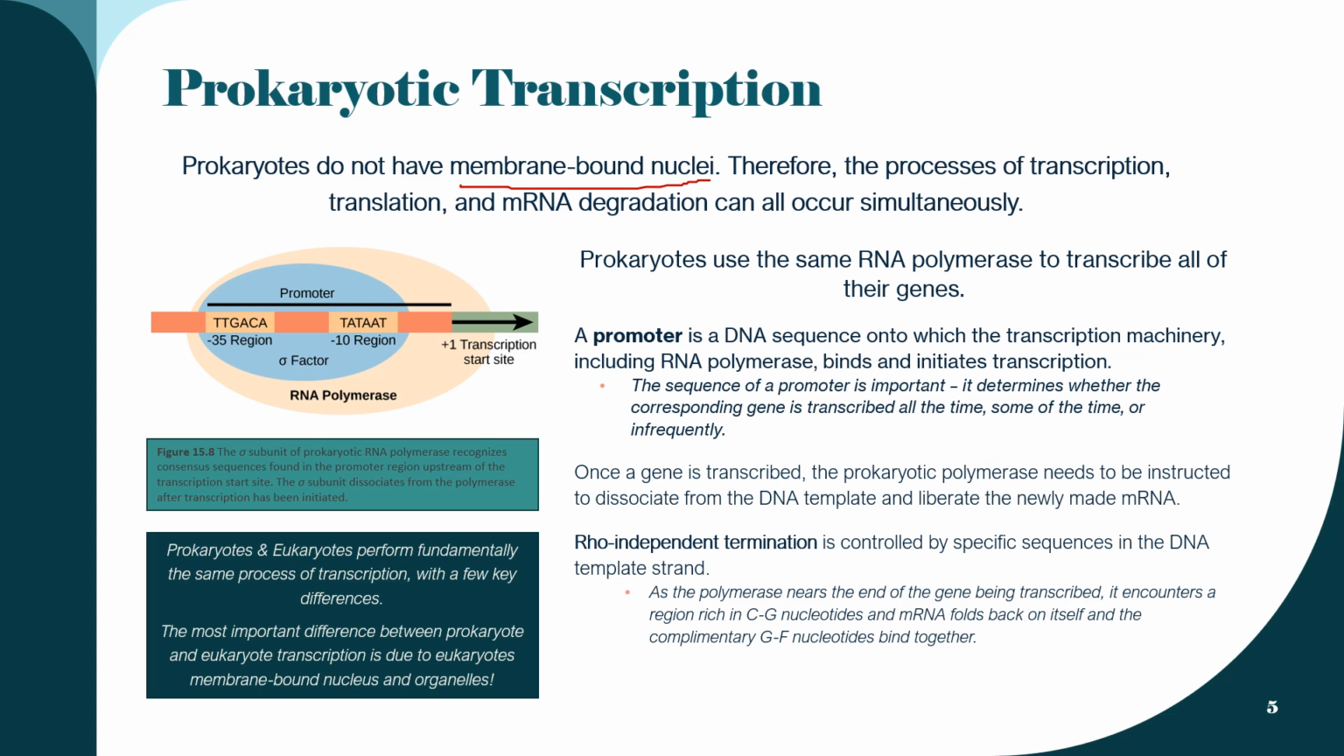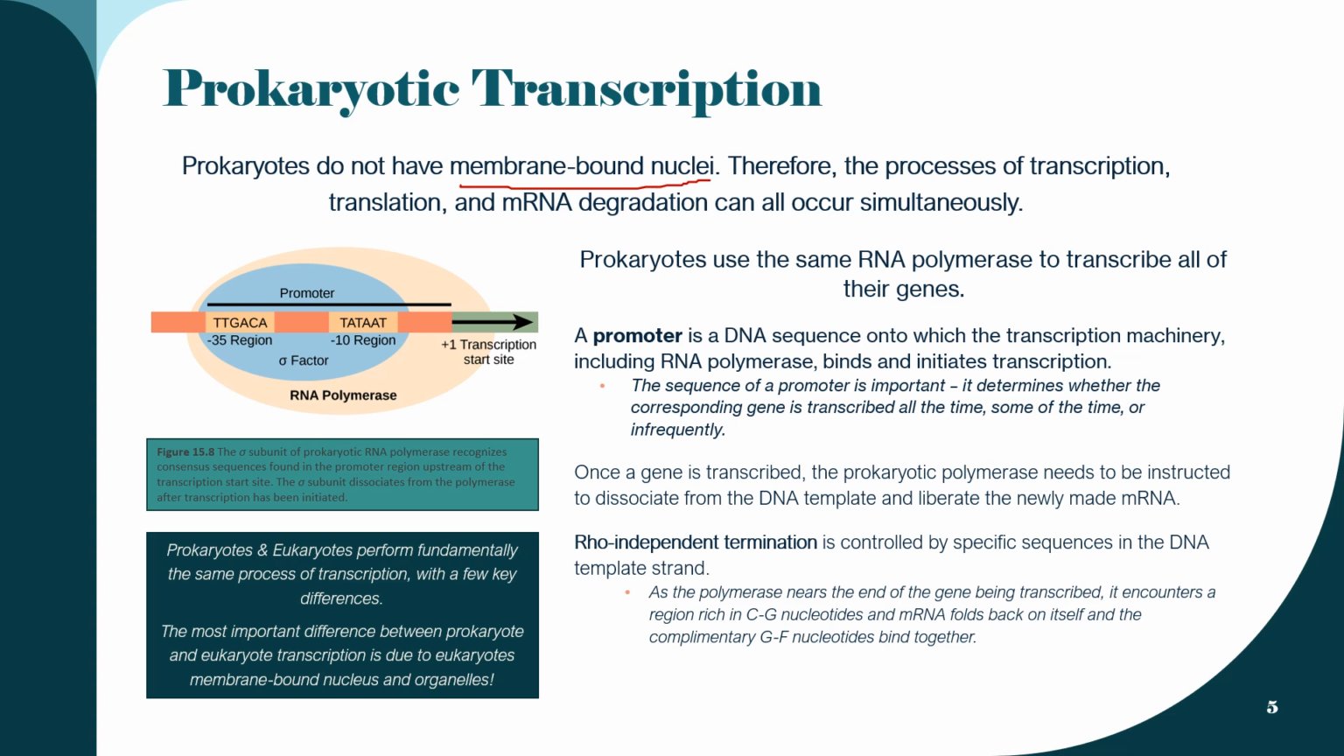Prokaryotes do use the same RNA polymerase to transcribe all of their genes. Whenever we're talking about an RNA polymerase, I have this image on the left. The big tan section is going to be that RNA polymerase. So that's what comes in after we start clipping that mRNA at the start codon. The RNA polymerase assists in reading those codons and placing the correct amino acid.